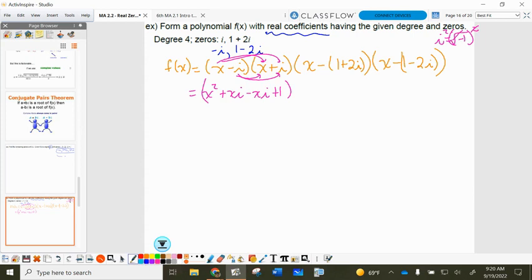Okay, so let's distribute this. First, I'm just going to distribute the negative x minus 1 minus 2i, and then x minus 1 plus 2i. Okay, so not a lot of work done there. As we move to our next step, positive xi and negative xi cancel. So this gives me x squared plus 1, which is the irreducible quadratic that those first 2 factors generated. Okay, now let's go ahead and try this next one. We've got to distribute the x to every term.